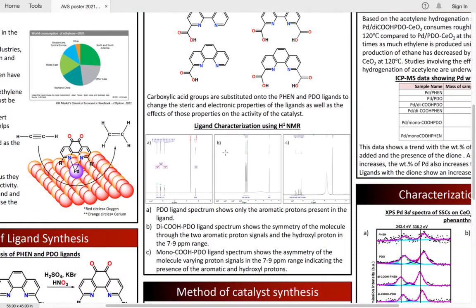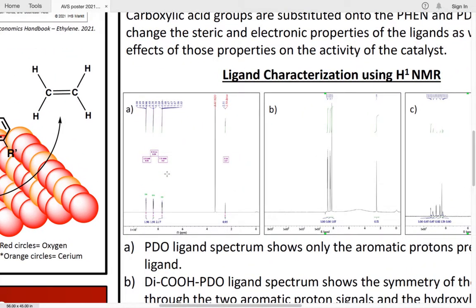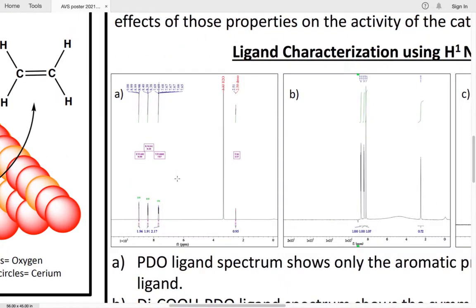You can see here in my ligand characterization the presence of some of the ligands that I've made. Here we have PDO. You can see the 3 proton peaks in PDO. It has symmetry, so even though there are 6 protons, 2 of them are the same for each of the 6. Therefore, there are only 3 proton signals.